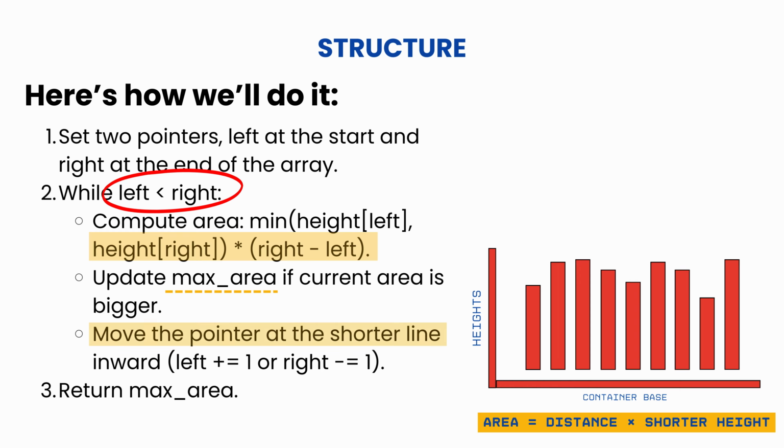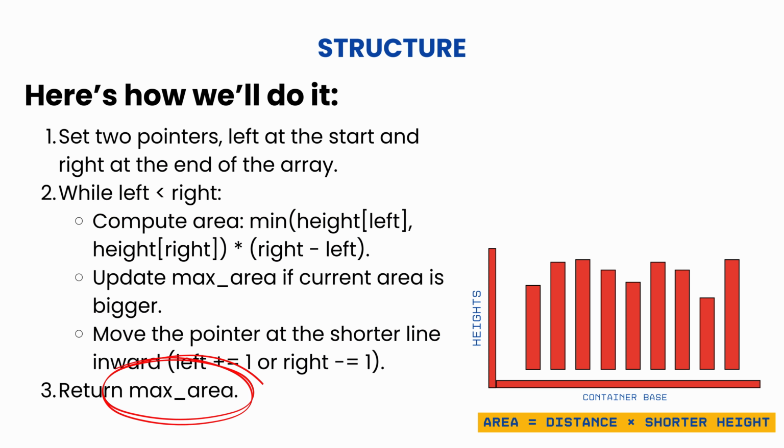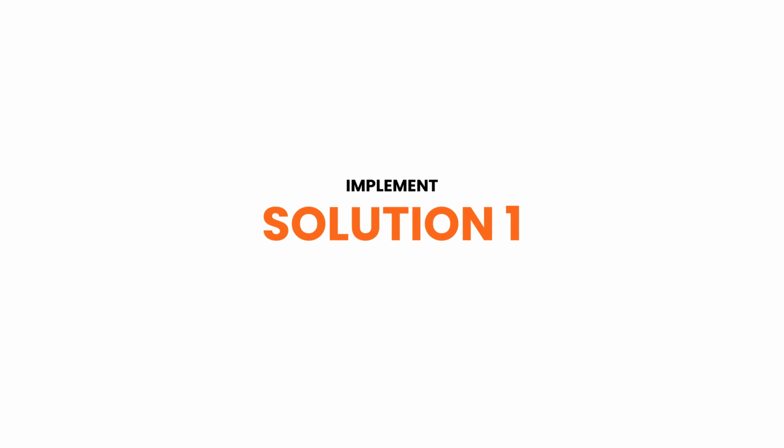Then, move the pointer at the shorter line inward. Either increase left by 1, or decrease right by 1. Finally, return the maximum area found. Let's try to implement it using solution 1.